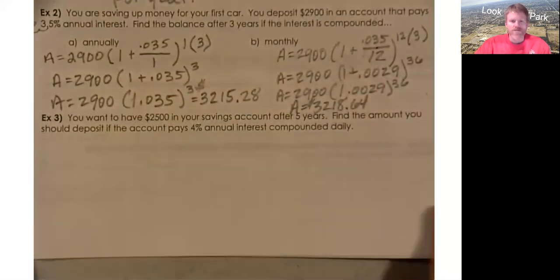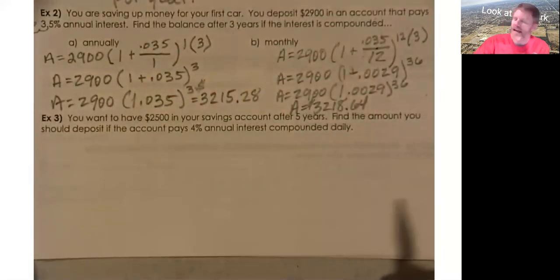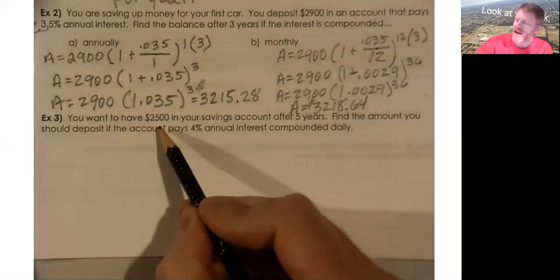Now let's work it backwards. What if we want to save $2,500?